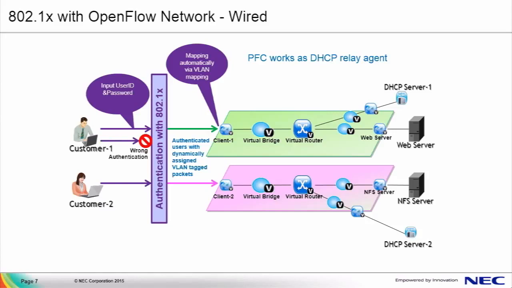Similarly, when customer 2 sends traffic, after being authenticated via RADIUS, it's tagged with a VLAN ID of 13. The programmable flow controller is configured with a VLAN map, matching all VLAN ID 13 traffic, and maps it to the pink VTN, allowing access to the NFS server. Next, we'll show you a detailed packet walkthrough so you can understand the authentication steps in this scenario.